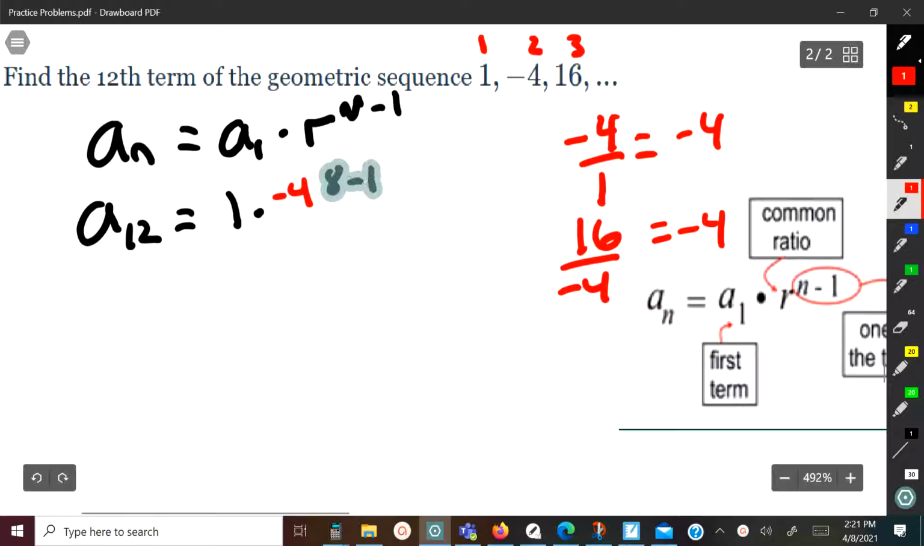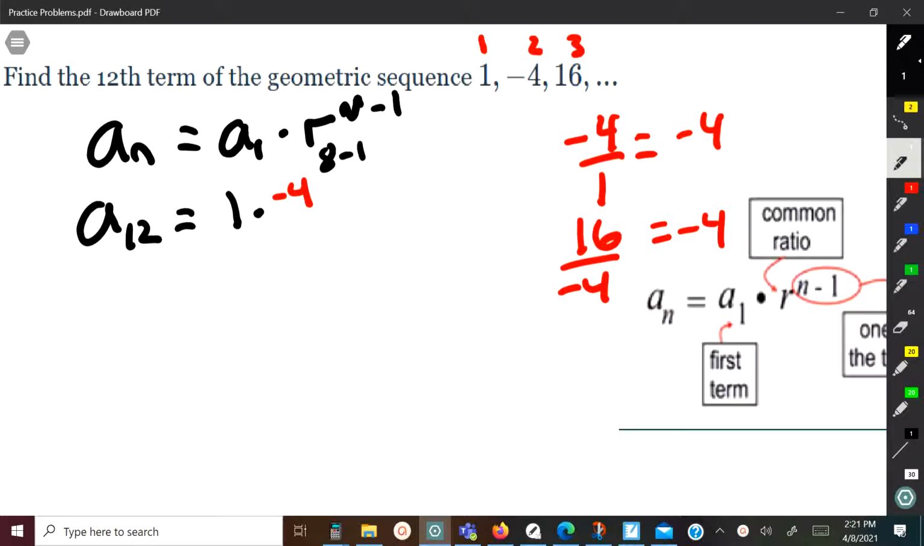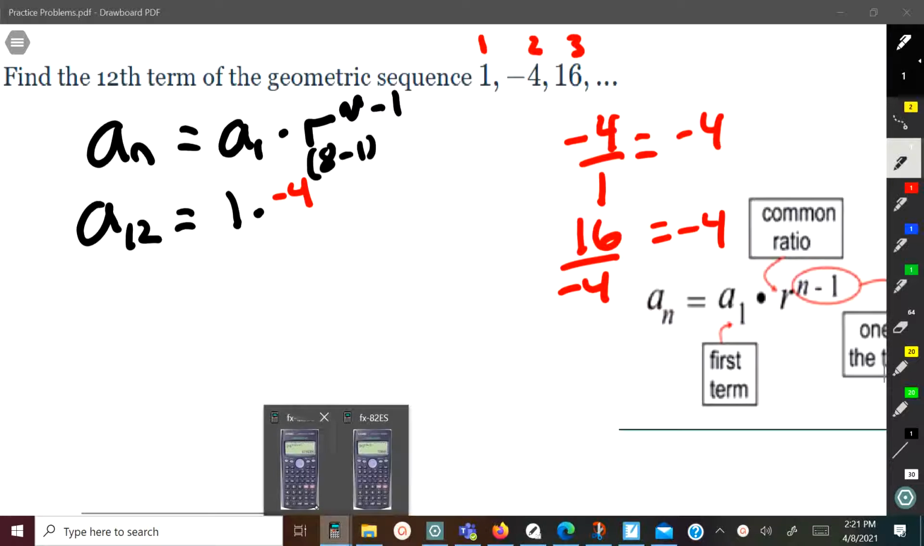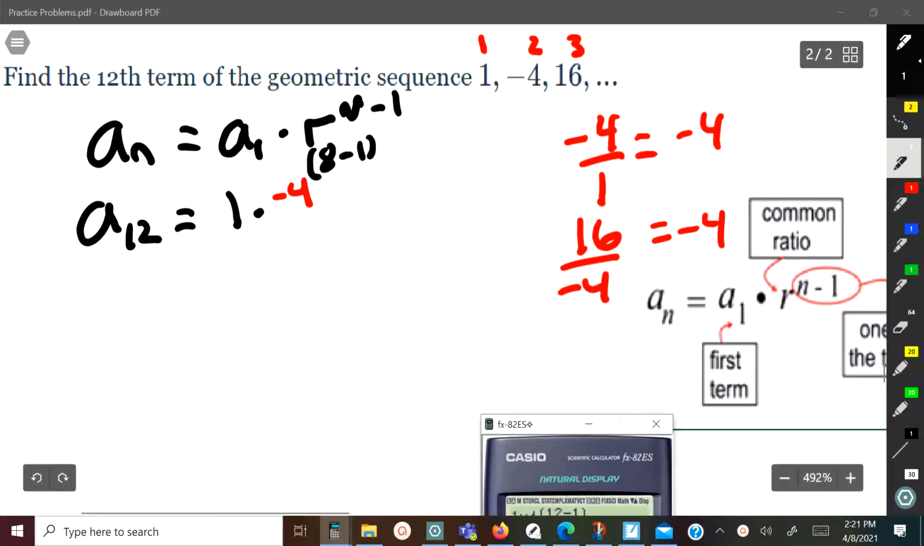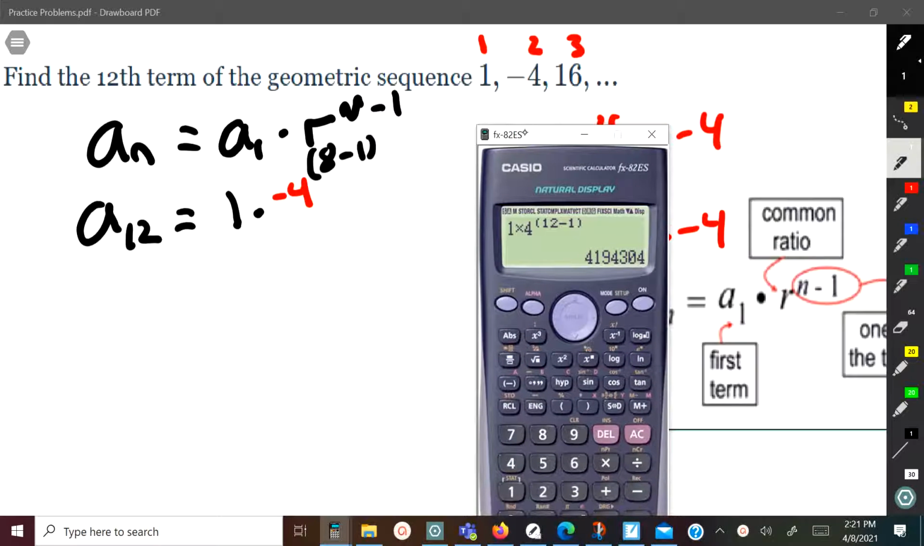Make sure it's clear that this is an exponent. The next thing you do is type all of this into your calculator. You could take this 12 minus 1 and make it 11 and raise negative 4 to the 11th and do it mathematically, or you could just type it all into the calculator, like so.